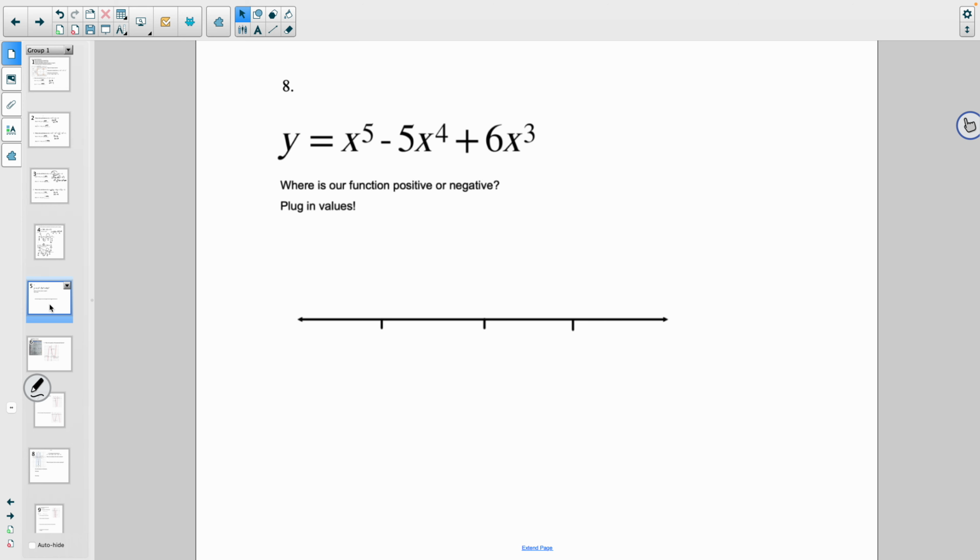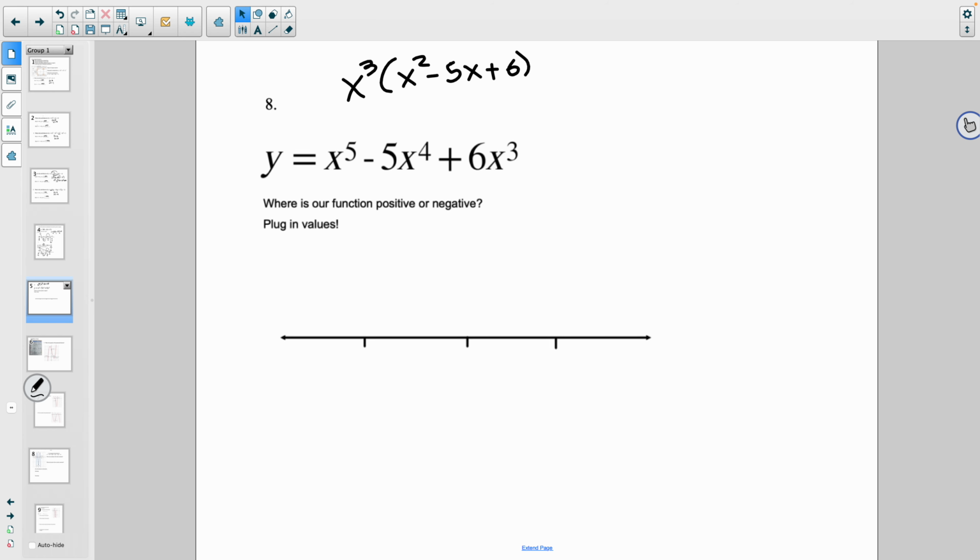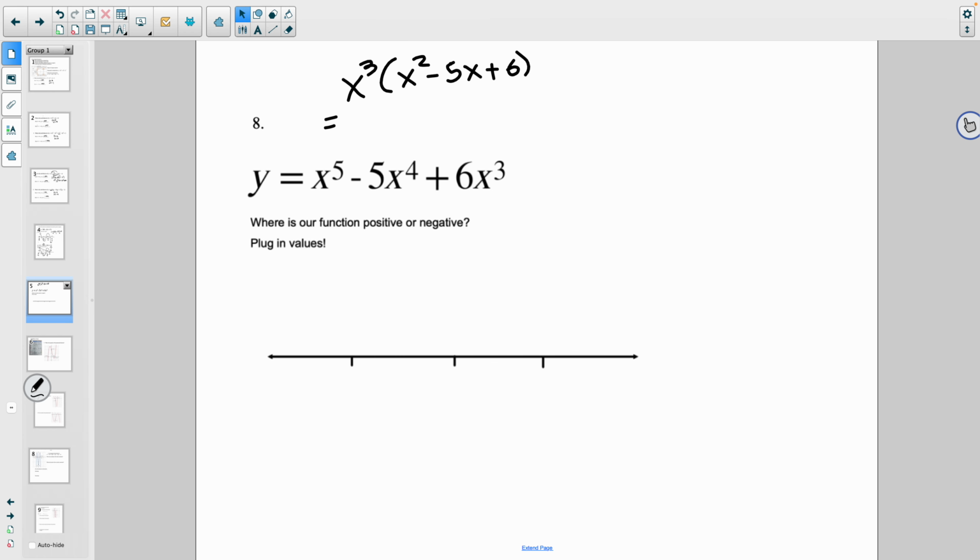All right, now this one is a little bit harder because I need to factor first. So let's factor this thing. I notice that I can take out an x cubed from all of these, right? And I'm left over with x squared minus 5x plus 6. So if I want to factor this, this will equal, let me drag this over here, the x cubed. Now in here, I see negative 2 and negative 3 multiply to 6 and add up to negative 5.